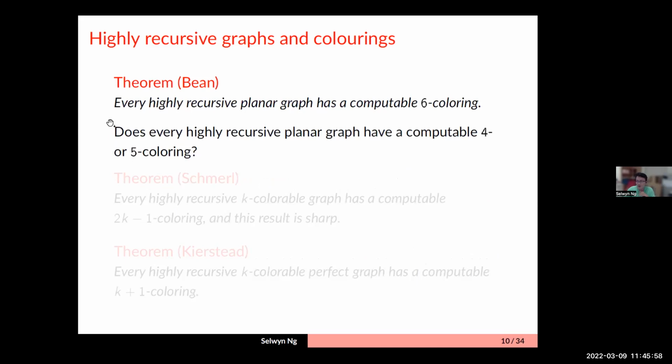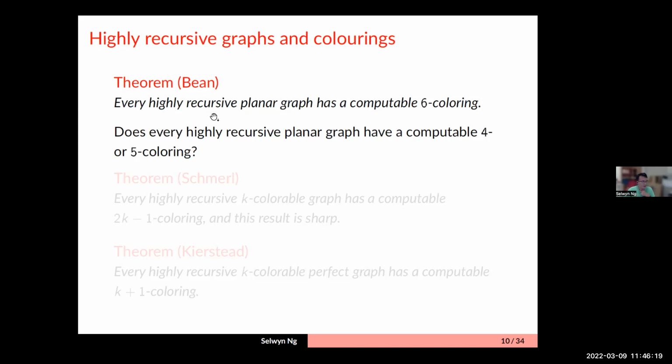Another interesting thing which he showed was that every highly recursive planar graph has a computable 6-coloring. So if you further assume that the planar graph is highly recursive, then with 6 colors you can actually produce a computable coloring of the graph.